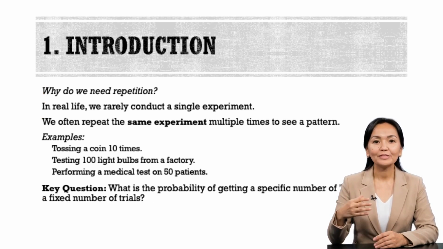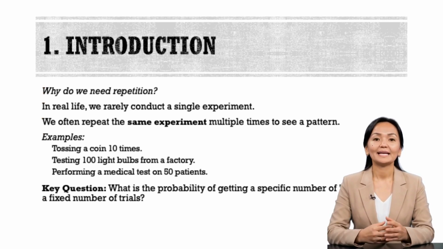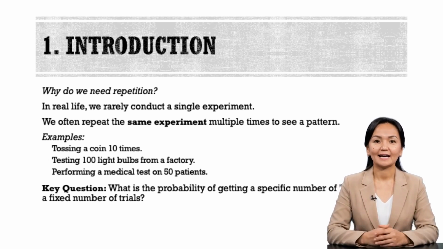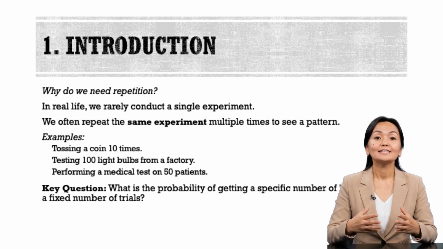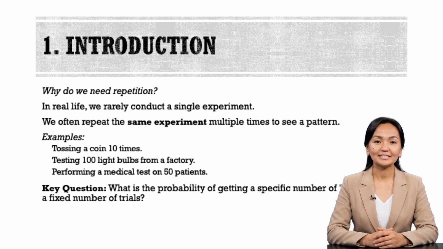So why do we need repetition in probability? In real life, we rarely base our conclusions on a single experiment. Instead, we repeat the same experiment many times to observe patterns and make reliable predictions. Think about tossing a coin 10 times instead of just once, or testing 100 light bulbs from a production line, or giving a medical test to 50 patients. In all these cases, we're interested in one key question: what is the probability of getting a specific number of successes in a fixed number of trials? That's precisely the question the Bernoulli formula answers.